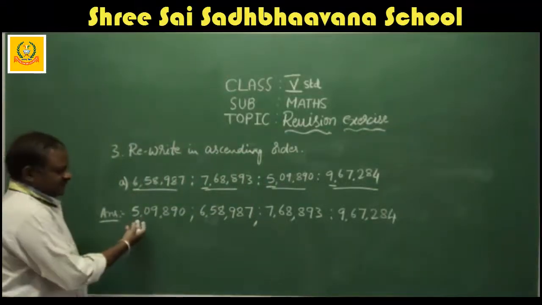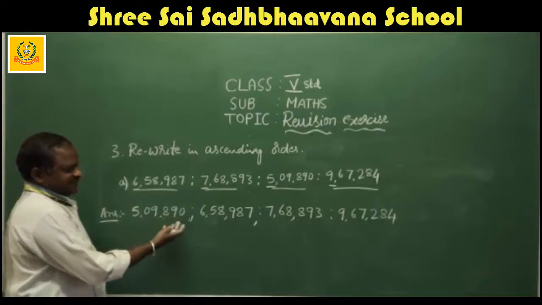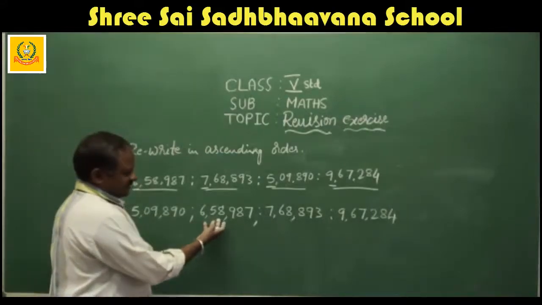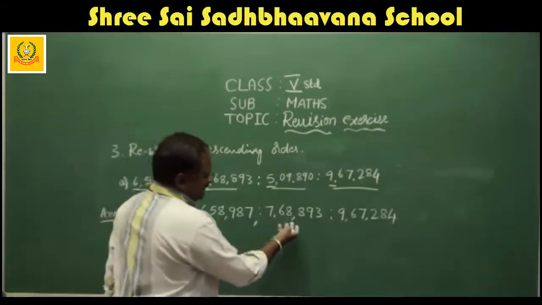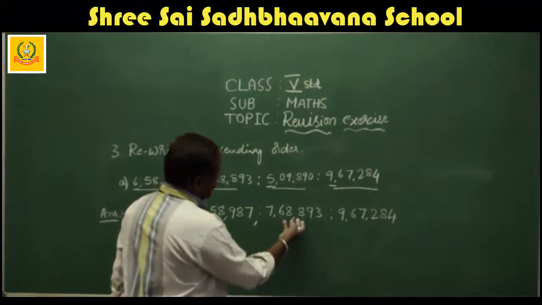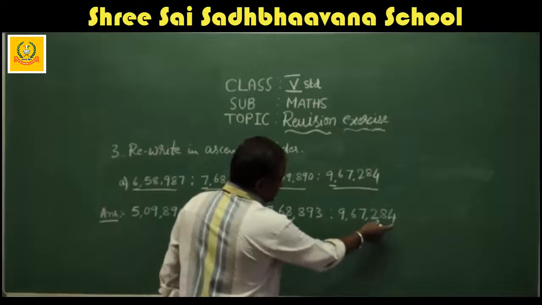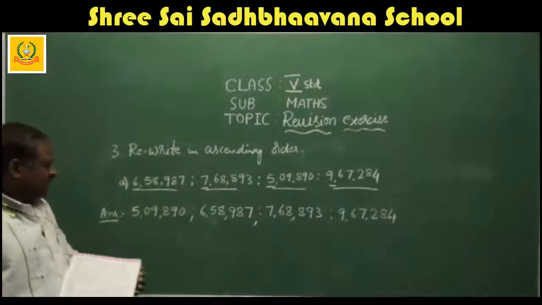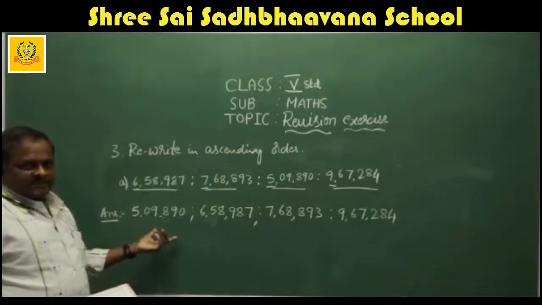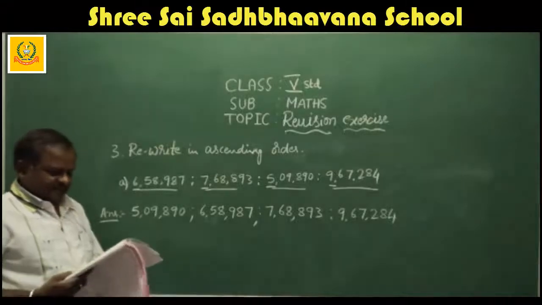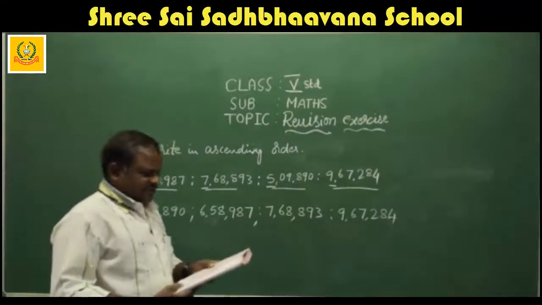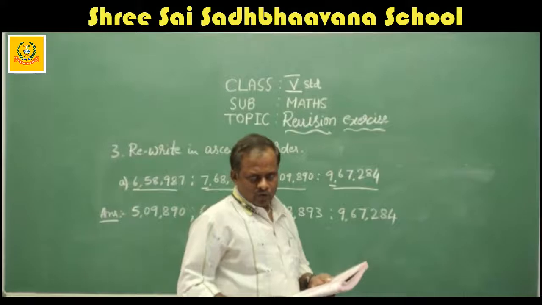First number is 5,09,890. Second, 6,58,987. Third, 7,68,893. Fourth, 9,67,284. Okay, I hope you understand. This is the increasing order. So another problem is there; you do it yourself at home.